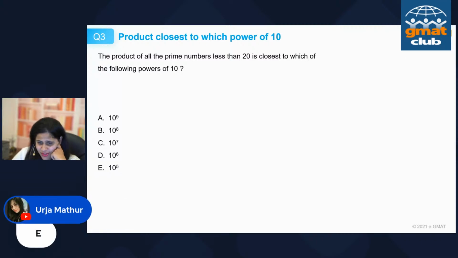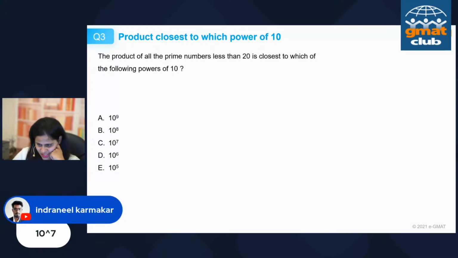I have about 36 people here. So let's get some more answers. 10 to the power 7, so another C. So I have more takers for C, but I do have takers for B and E. What else? Other folks? Okay. So the correct answer here is choice C. Okay, so let's figure out where you may have made a mistake here.